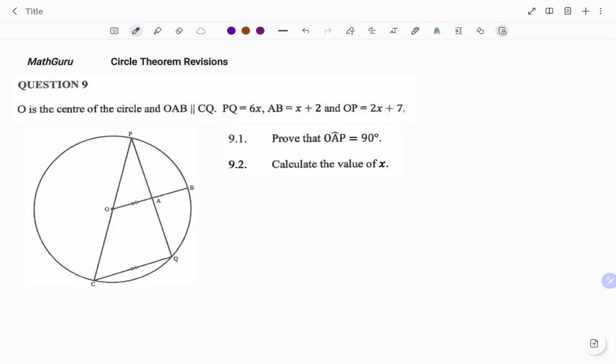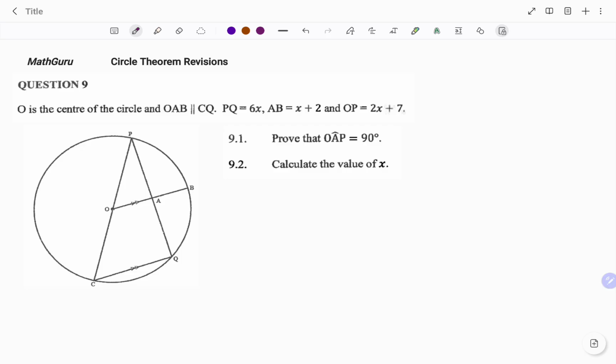In this video, I'm going to show you how to solve the following question using various circle theorems. We have O is the center of the circle and OAB is parallel to the line CQ. The line PQ is equal to 6x. The line AB equals x plus 2 and OP equals 2x plus 7. Prove that angle OAP is equal to 90 degrees, and the second part of the question says calculate the value of x.